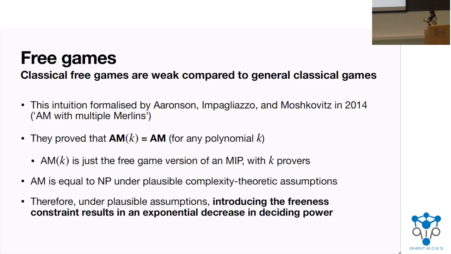So they proved that AMK is equal to AM for any polynomial K, and AMK is basically just the free game version of MIP. So you have this freeness constraint on the questions with K provers. So for any polynomial number of provers, AMK is equal to AM. So AM, as we know, is equal to NP under plausible assumptions. So under plausible assumptions, introducing this freeness constraint results in an exponential decrease in deciding power from NEXP to NP.